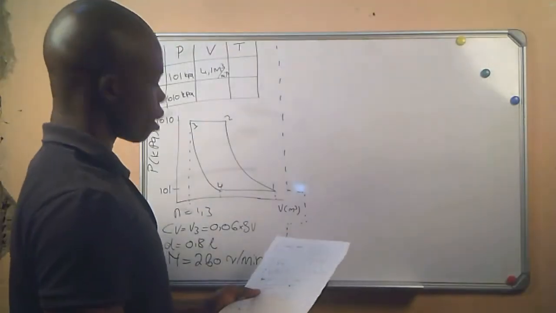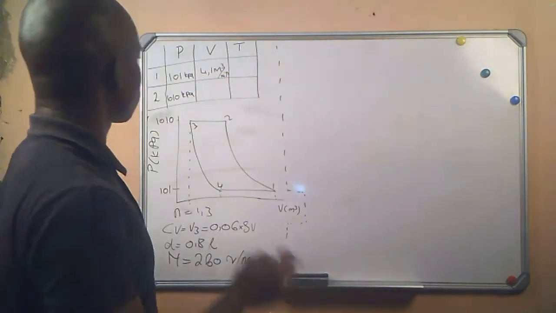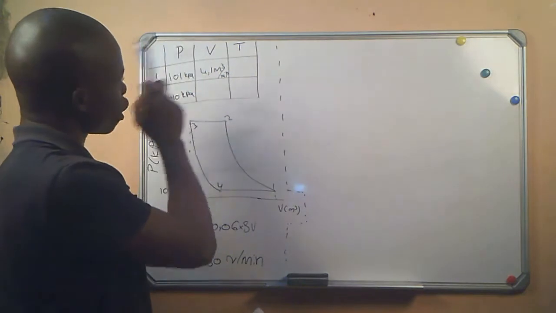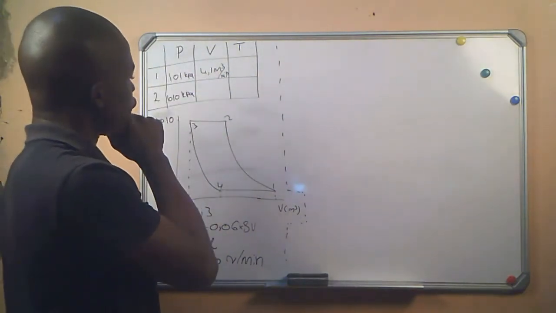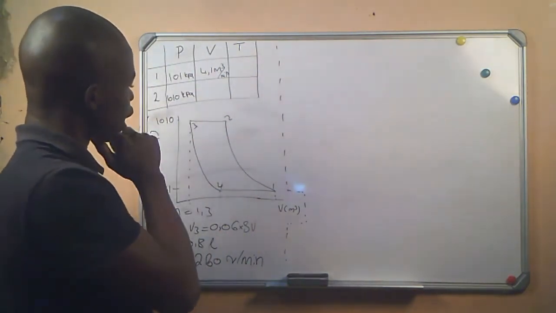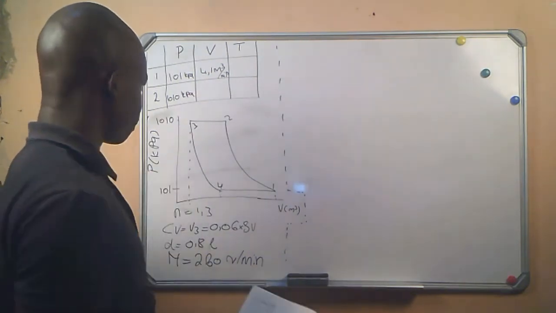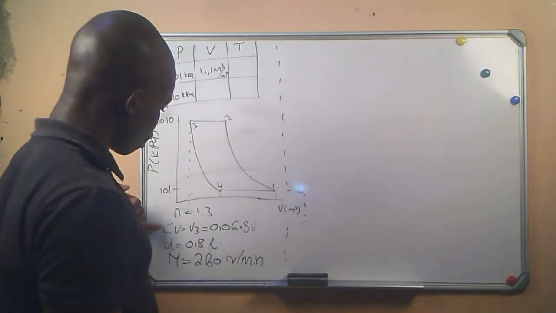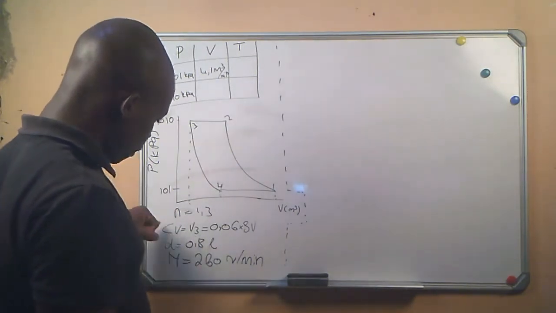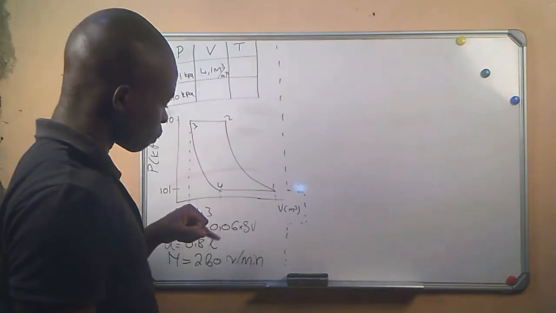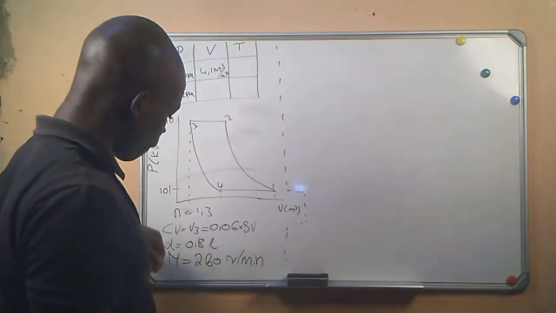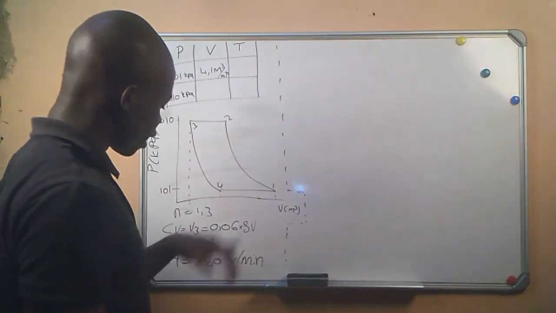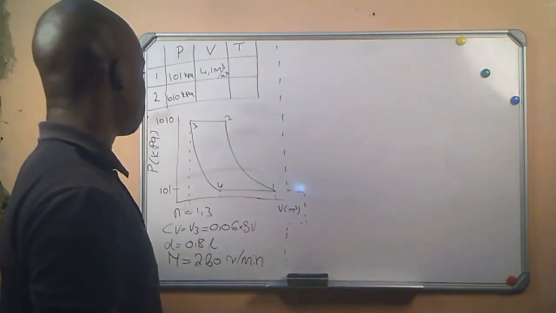So they gave us the information of the air when it is coming into the system, the pressure and the volume, and then they gave us the pressure of the air when it is now leaving the cylinder. They gave us the index. They gave us that the clearance volume is equal to 6% of the swept volume. They gave us the diameter in terms of the stroke length. They also gave us the speed.